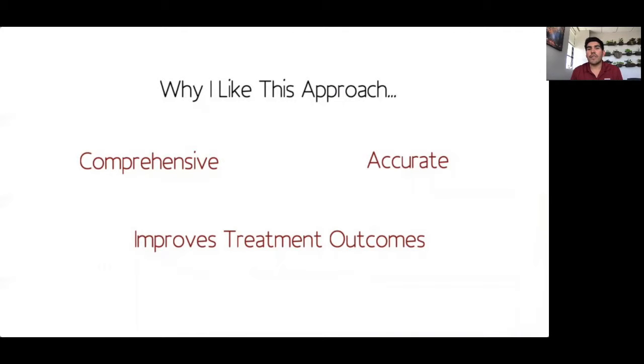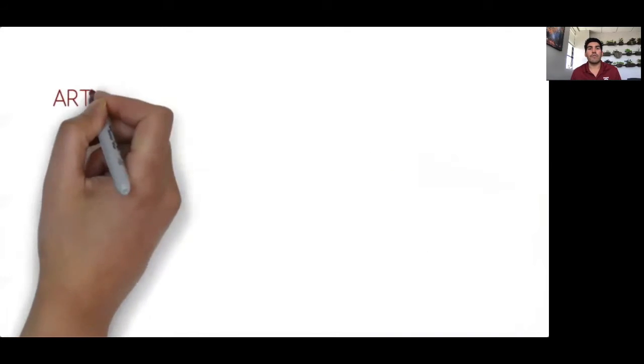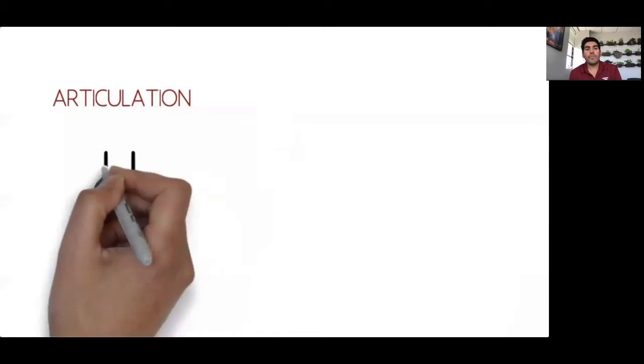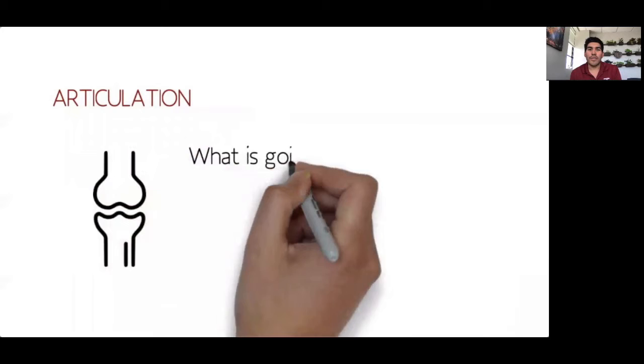That allows us to give an accurate diagnosis, and it improves our treatment outcomes because multiple different treatments treat different parts of joint pain. That really allows us to figure out a comprehensive approach so that we can make sure we get the right treatment. So the first aspect that we're going to talk about is articulation.